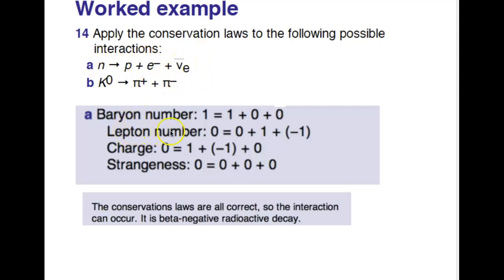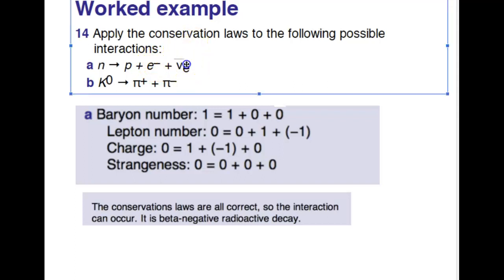Let's have a look at the lepton number. We have no leptons here, so the lepton number is 0. The lepton number here on an electron is 1. But here we have an antineutrino. An antineutrino has the opposite lepton number to a neutrino, so it has a -1. So we can see here that the lepton numbers are conserved.